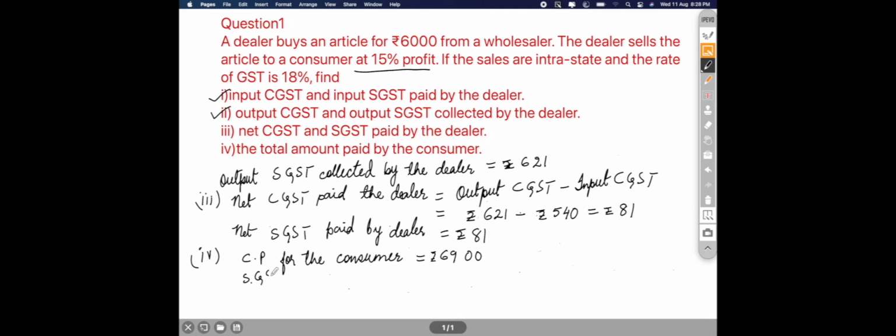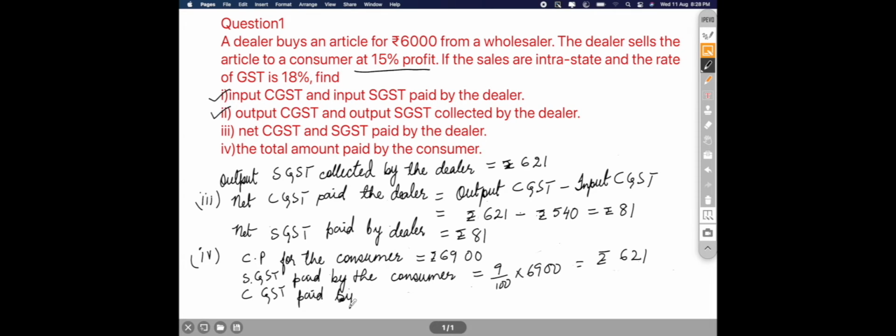SGST paid by the consumer is 9% of 6900. So we had already calculated earlier, it is 621 rupees. Similarly, CGST paid by the consumer is the same amount, that is 621.